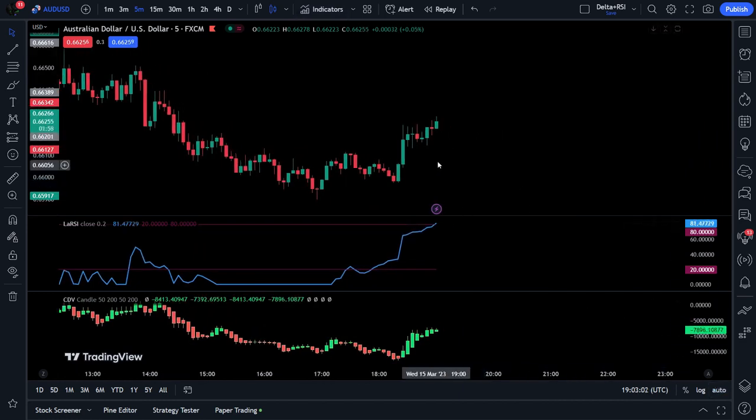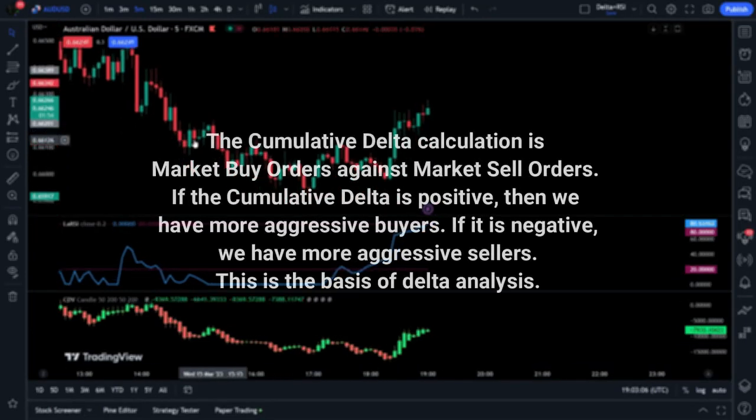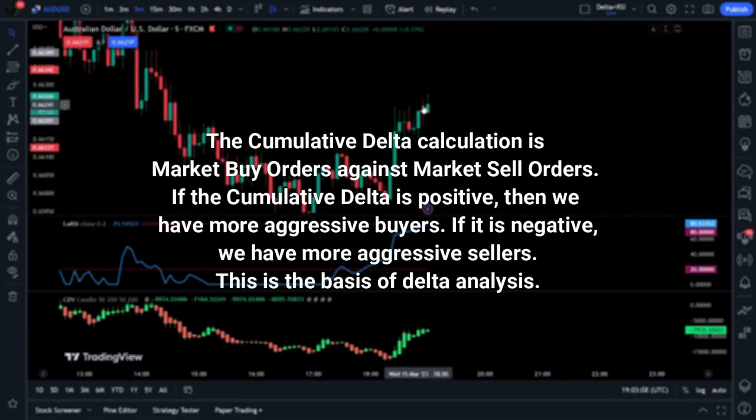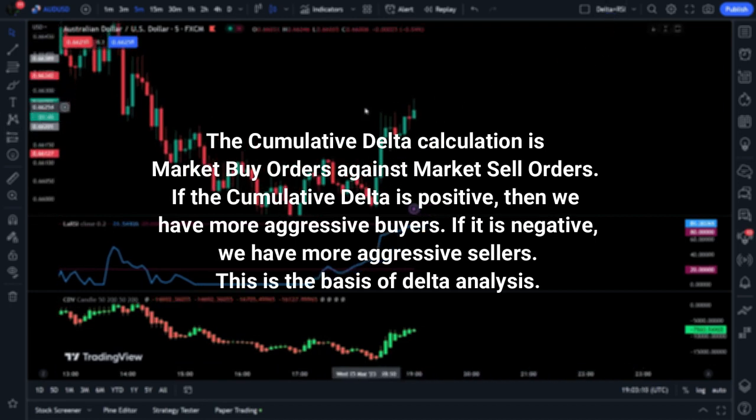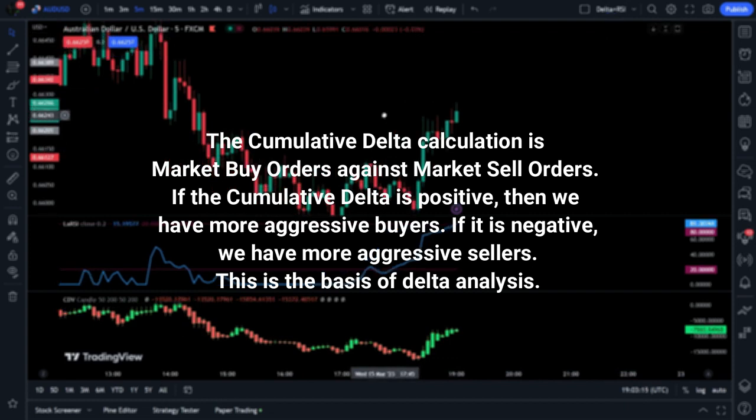So, what is the indicator telling us? The cumulative delta calculation is the buy orders against the sell orders. If the cumulative delta is positive, then we have more aggressive buyers. If it is negative, we have more aggressive sellers. This is one of my favorite trading indicators, but it cannot be used alone.